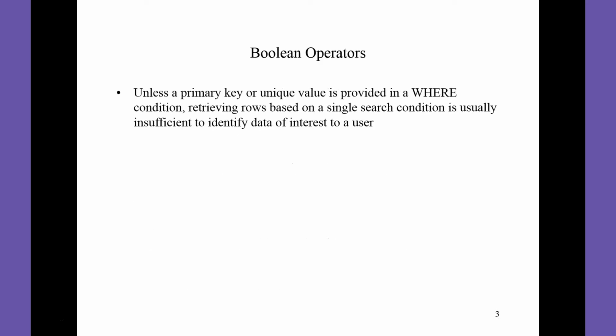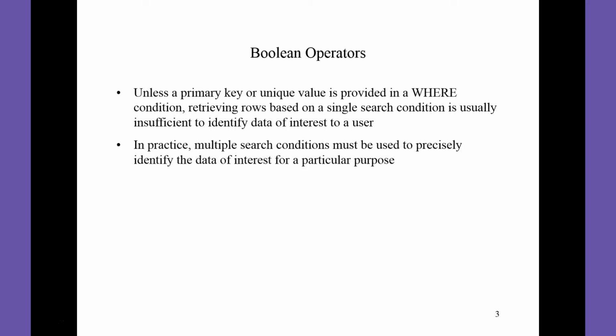Let's look at the motivation for the Boolean operators. We note that unless a primary key or a unique value is provided in a where clause condition, retrieving rows based on just a single condition is usually going to result in a lot of data, far more than what the user probably wants to take a look at to come up with an answer to a business question. In practice, multiple search conditions must be used to precisely identify only the data that is relevant to answering a particular question.